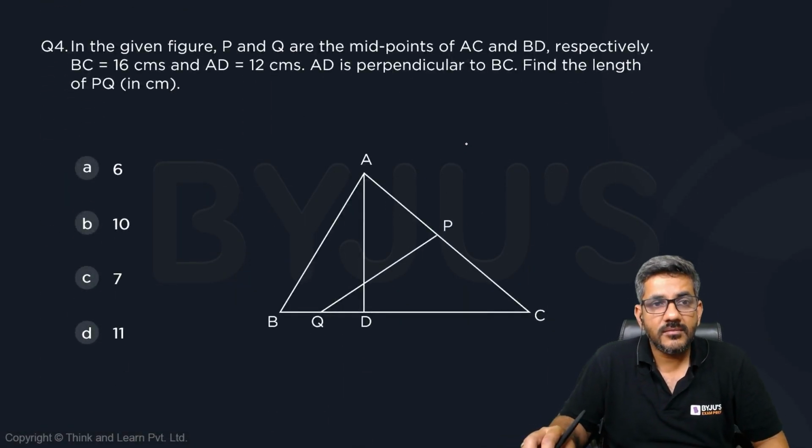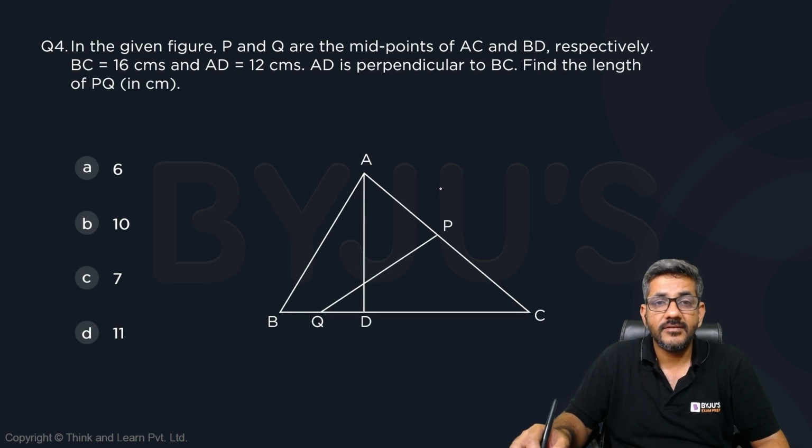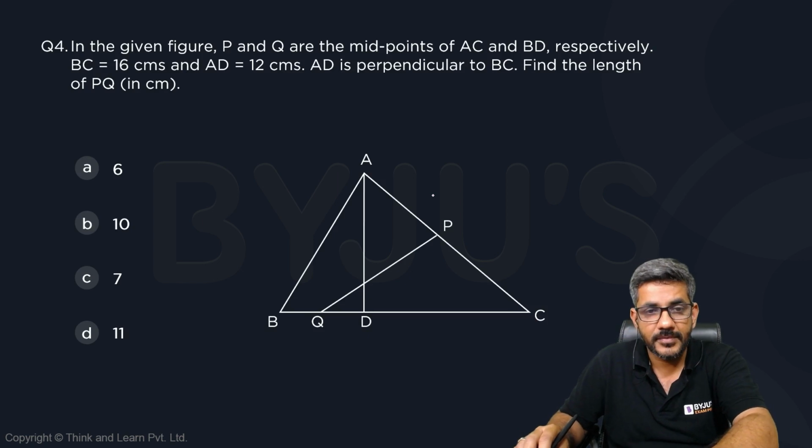Here we have question number 4. In the given figure, P and Q are the midpoints of AC and BD respectively. BC is given as 16, AD is given as 12, and AD is perpendicular to BC. Find the length of PQ.